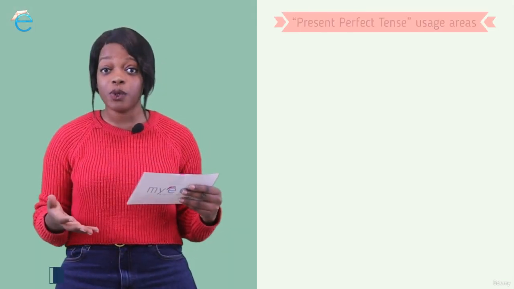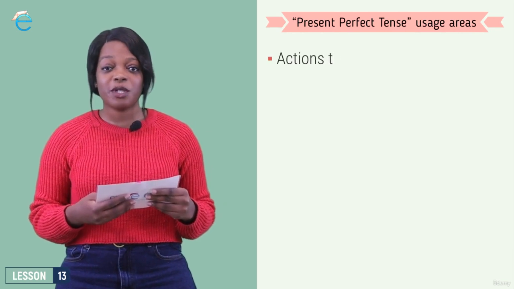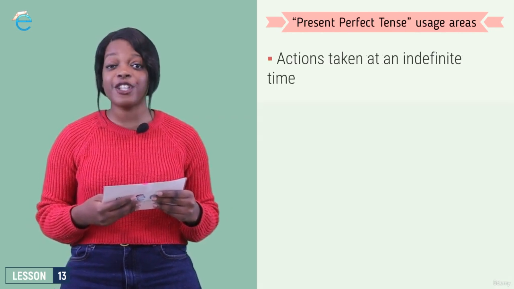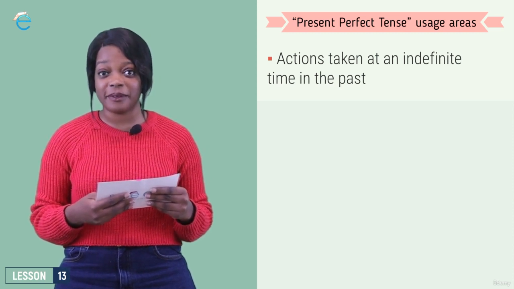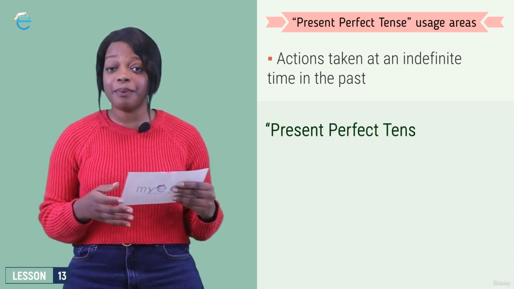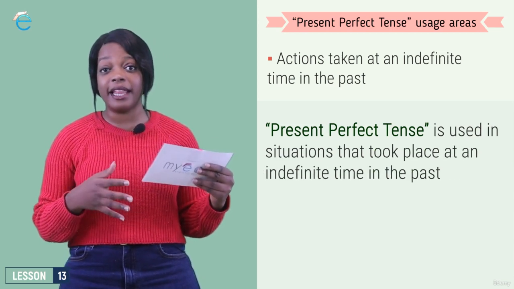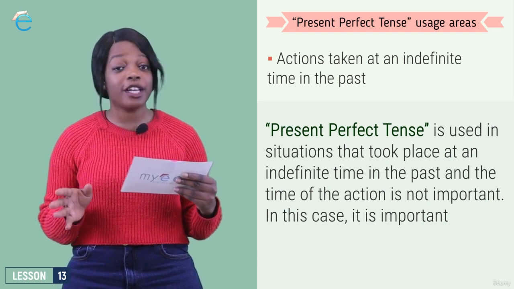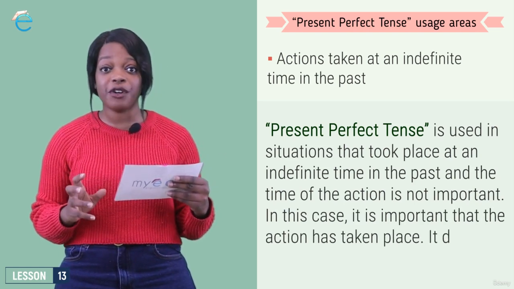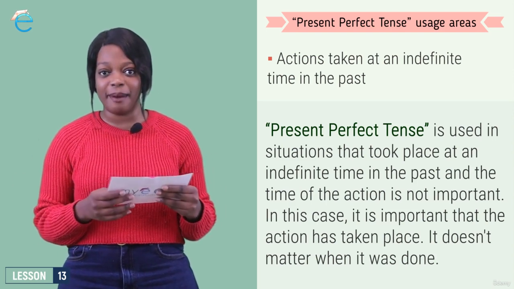Now let's have a look at the different ways we use the present perfect tense. The first way we use present perfect tense is for actions that took place at an indefinite time in the past. So we use the present perfect tense when we're talking about actions that happened in the past. The time of these actions is actually not important. We're focused on the actions and not when they happened.